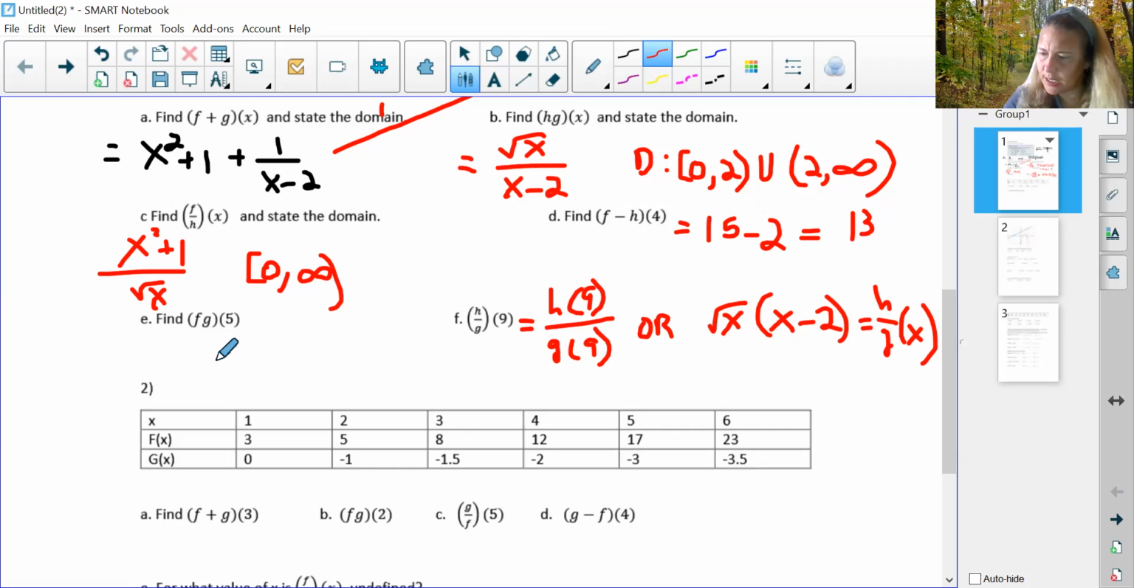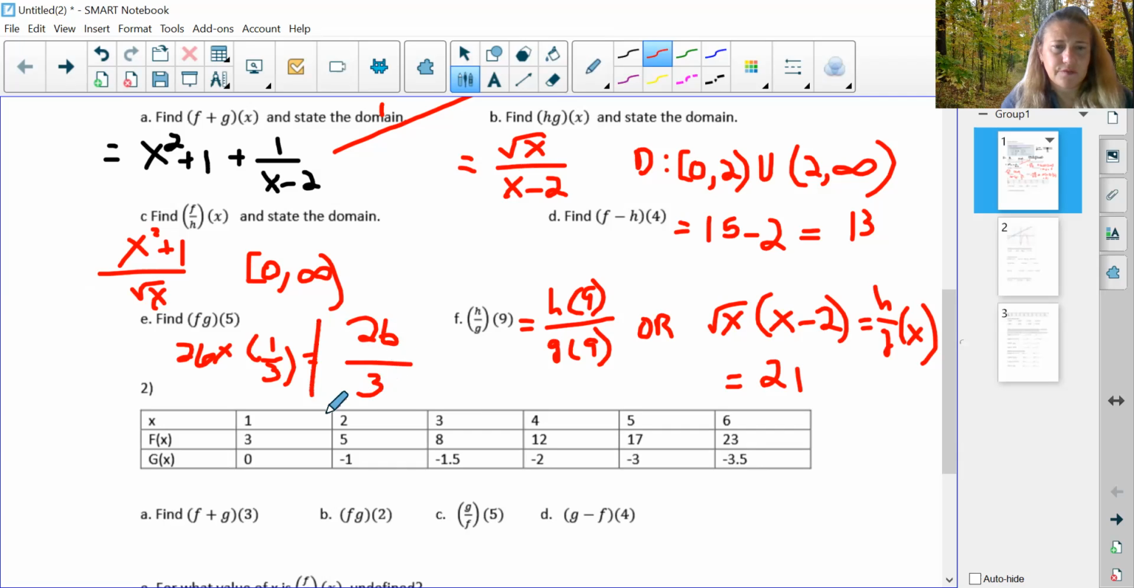This one should be, so this will be 21 over here. And this one will be 26 times a third, which is totally fine to just leave that as 26 over 3. Nothing wrong with that answer. All right, so 26 over 3 as my final answer for letter 3.